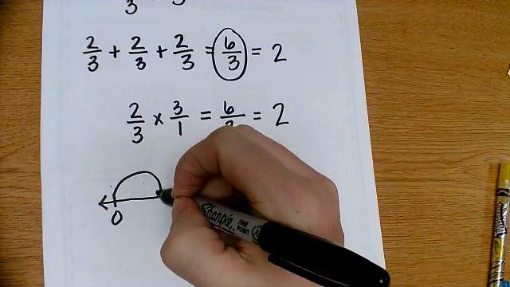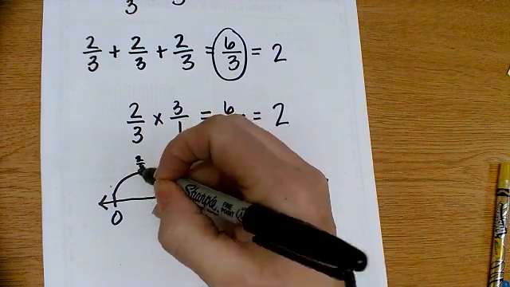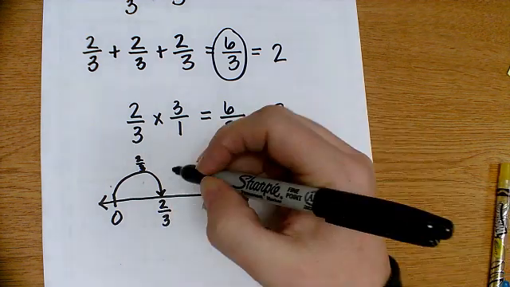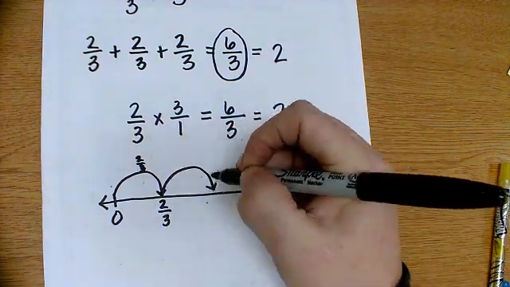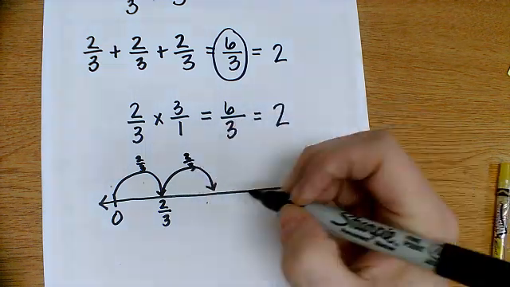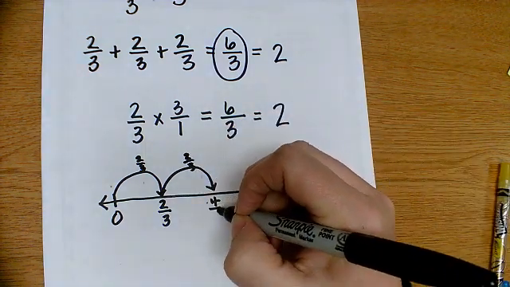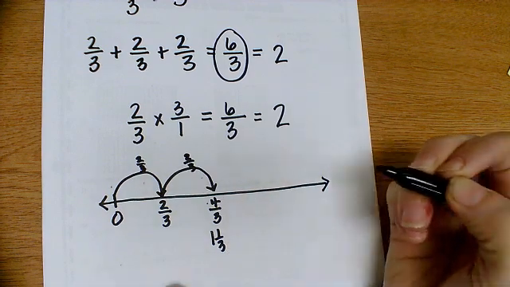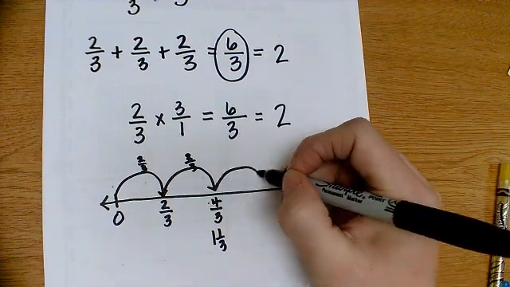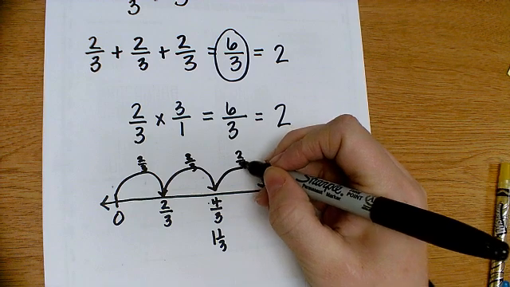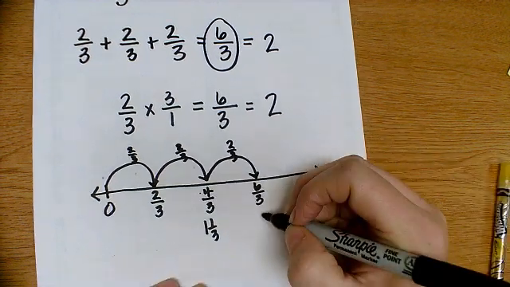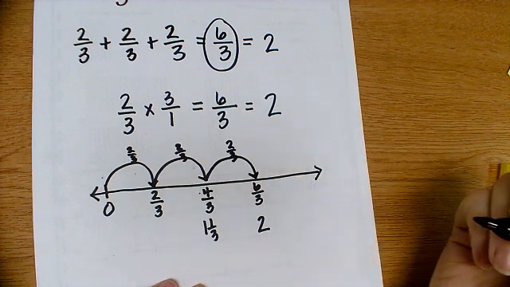I'm going to take 1 jump of 2/3, and that would land me at 2/3. I'm going to take another jump of 2/3, which would land me at 4/3, or 1 1/3. And then I'm going to take another jump of 2/3, and that would land me at 6/3, or 2 wholes.